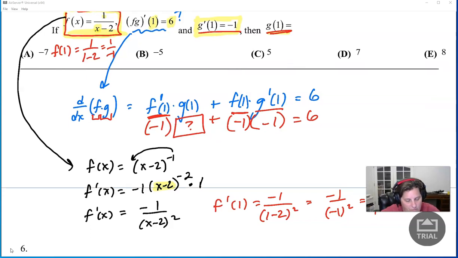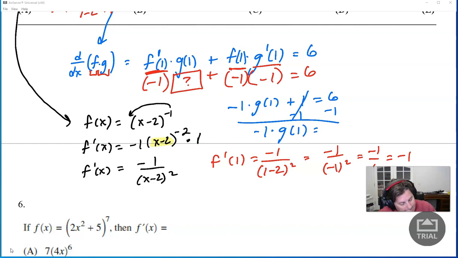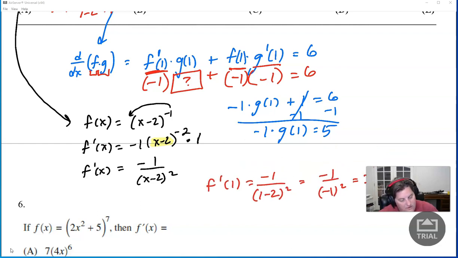So can I figure out what g of 1 is? Let me make this into an equation. Negative 1 times g of 1, negative 1 times negative 1 is 1, equals 6. So if I were to solve this, I'd subtract 1 over. Oh my goodness, I'm running out of room. Okay, divide both sides by a negative. So g of 1 is negative 5.